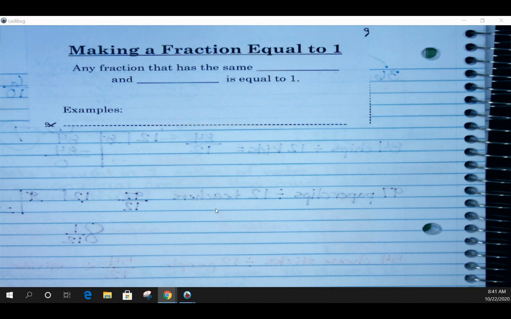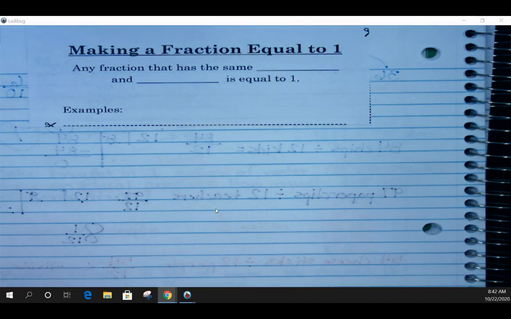Foster, just go around the edge of it, son. Now, all you're supposed to be cutting out is that first one. Make a fraction equal to 1. And you're supposed to paste it down.